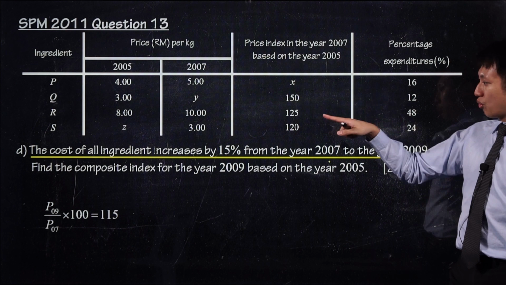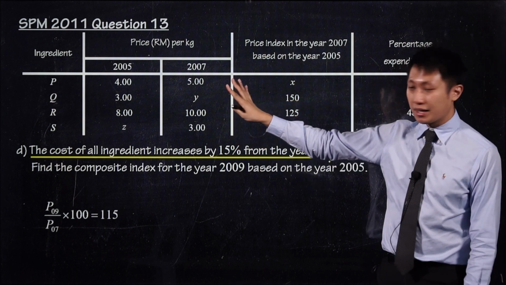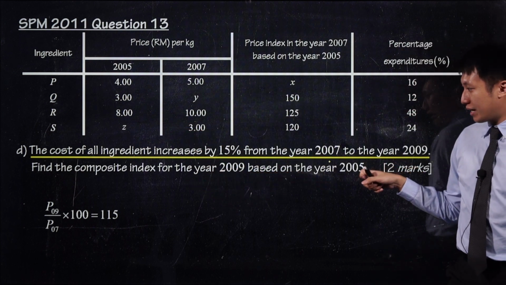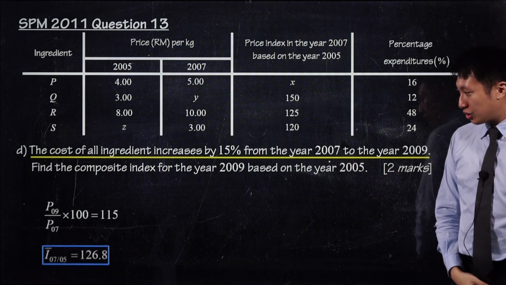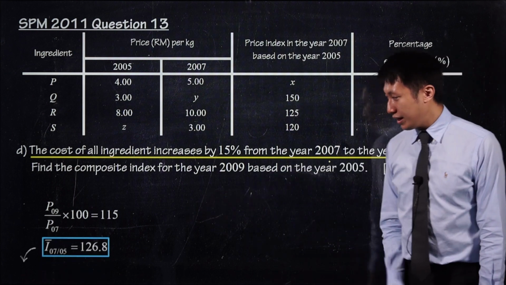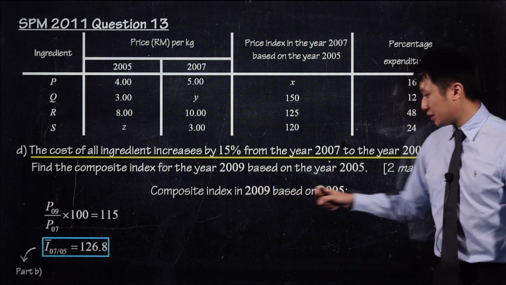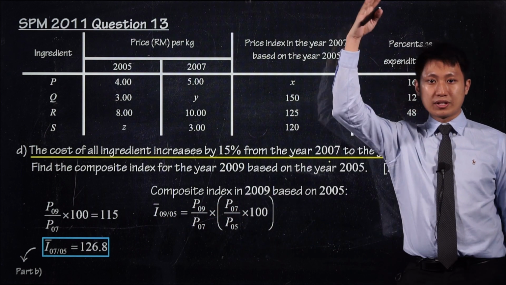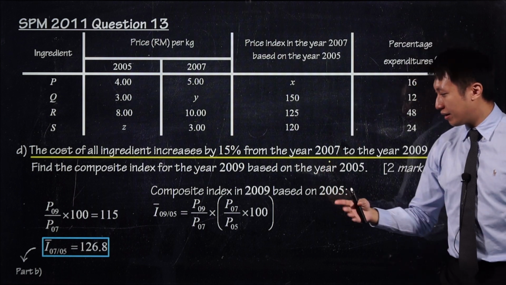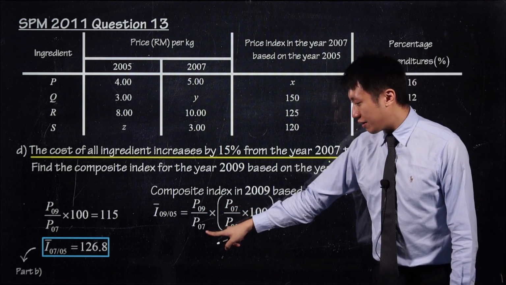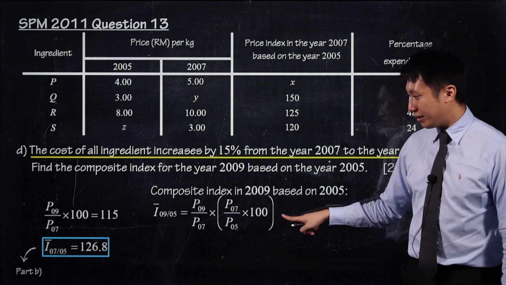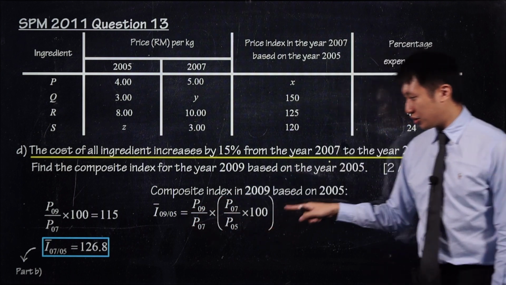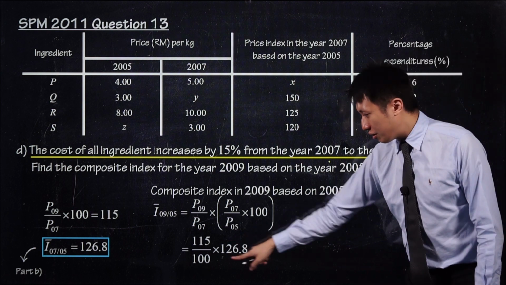Now you know the composite index and everything here. 2007 based on 2005. Now you want to find this one, 2009 based on 2005. So this is what we have. Part B, composite index 2009-2005: 09 on top, 05 below, multiplied by 100. But you can see 09 over 07, 07 over 05, times 100. From there you get 126.8. So this one will be 126.8.